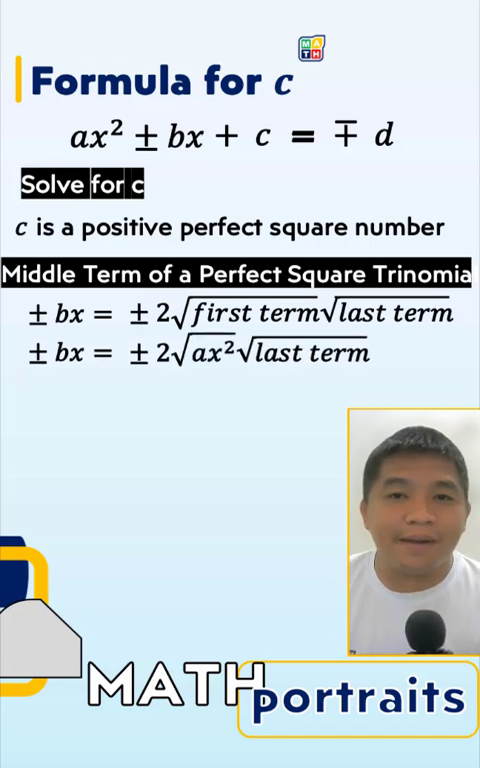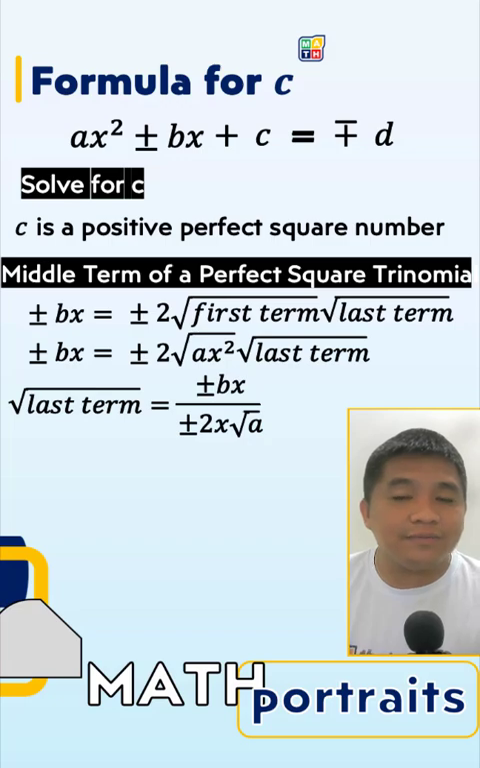Okay, so let's plug in the first term, ax squared. So we have plus or minus bx is equal to plus or minus twice the square root of the first term, which is ax squared, times the square root of the last term. Then we are going to isolate the square root of the last term on one side by dividing both sides of the equation by plus or minus 2x square root of a, which is equal to plus or minus 2 square root of ax squared. We moved out x because it's a perfect square.